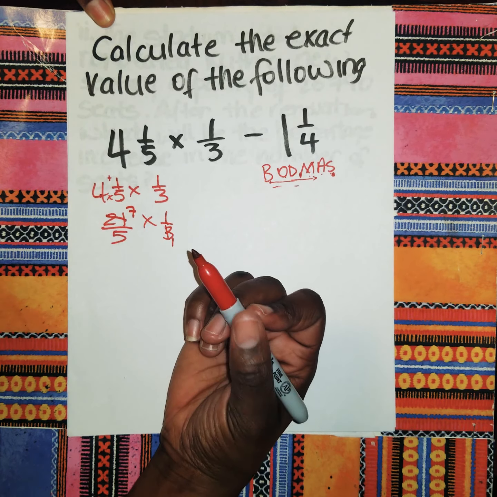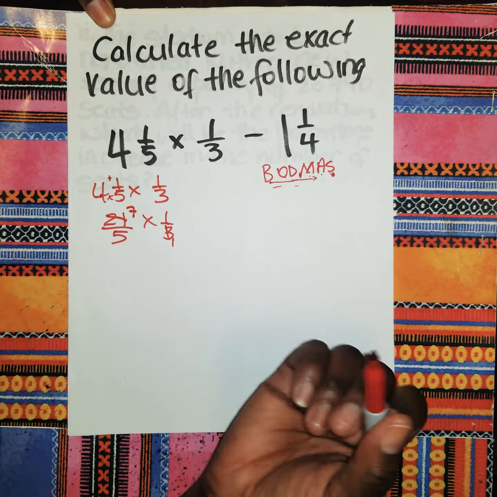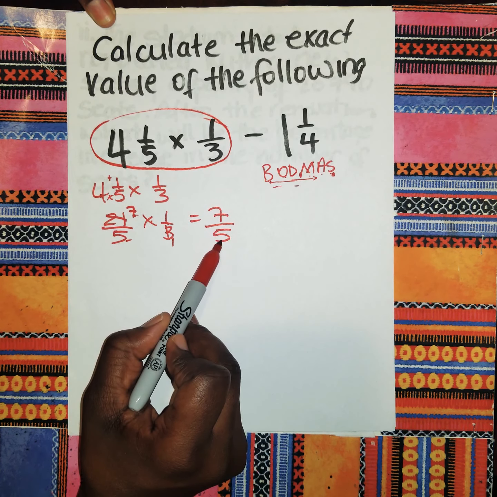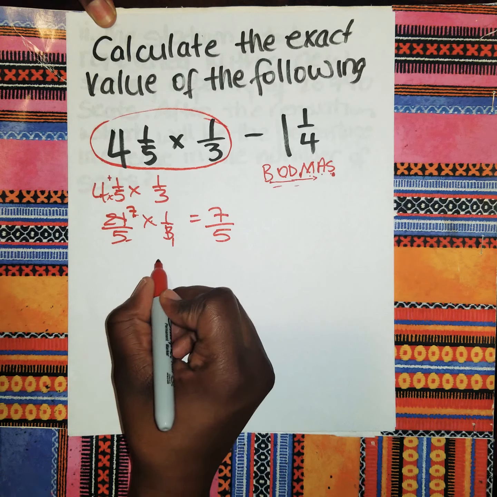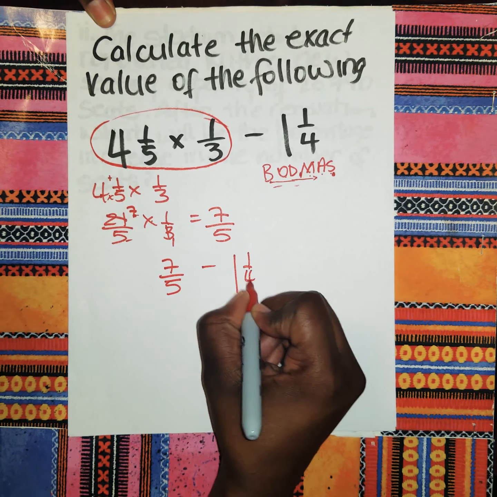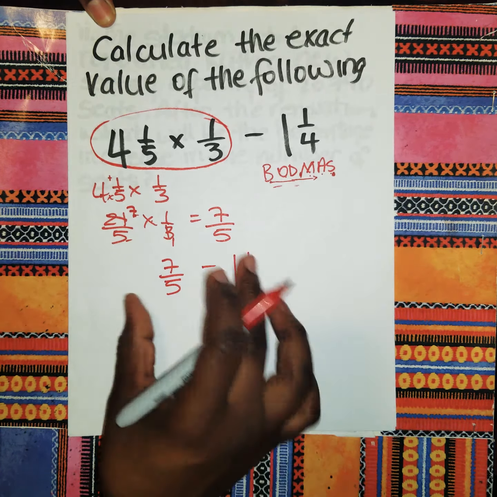Now we see if we can simplify any more. And so far we cannot, so we're going to multiply across. So it's 7 times 1, that's 7. 5 times 1, that's 5. All right? So all of this section here now becomes 7 over 5. So now I'm going to rewrite everything. So it's going to be 7 over 5 minus 1 1/4. From here, we know we need to subtract.